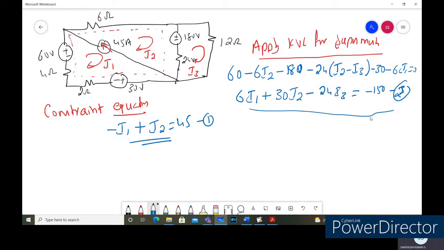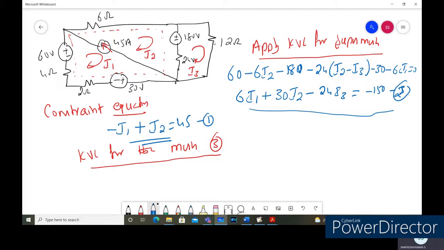So by applying the KVL for the super mesh, we got the expression for this mesh 2 here. Now what we need to do is apply the KVL for the mesh 3. In order to get the mesh current here, we'll apply the KVL for mesh 3, and let us find the expression for the mesh current analysis.